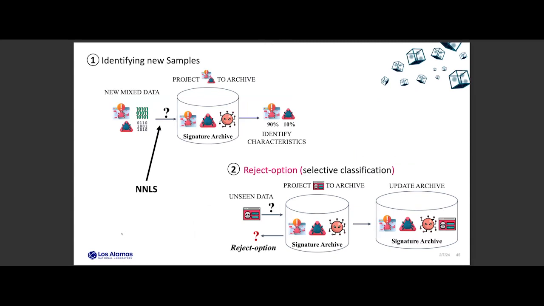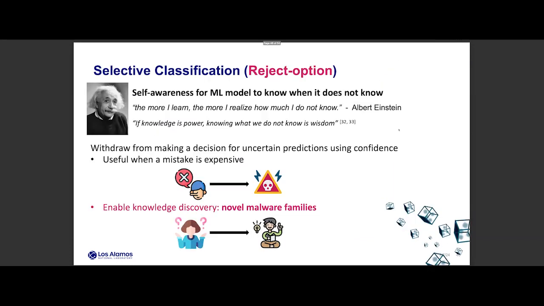And how is the inference done? When you get a new sample, you project it onto your archive. Let's say we're using non-negative least squares, and it gives you the identification or characterization of how this sample looks based on the signatures I have in the archive. But if I see a novel sample, it's going to project it, and it will tell you, I never saw that before. And then you can further update your archive for later use.